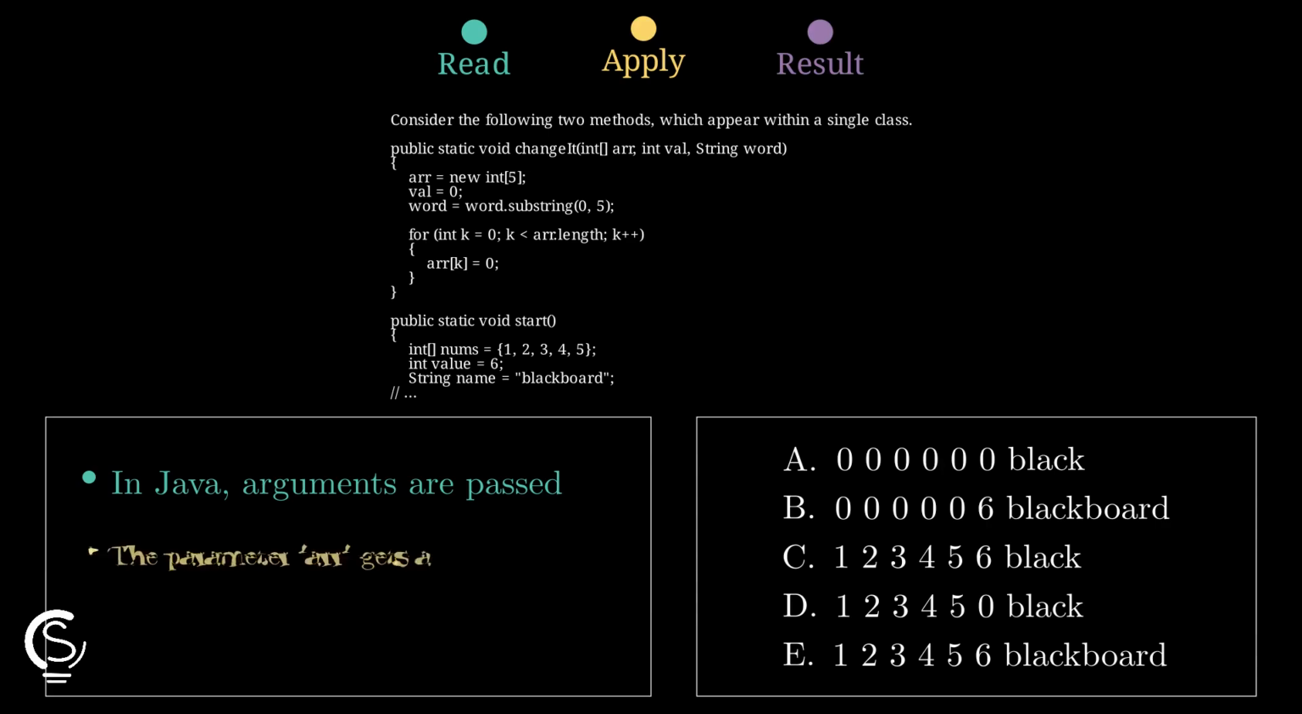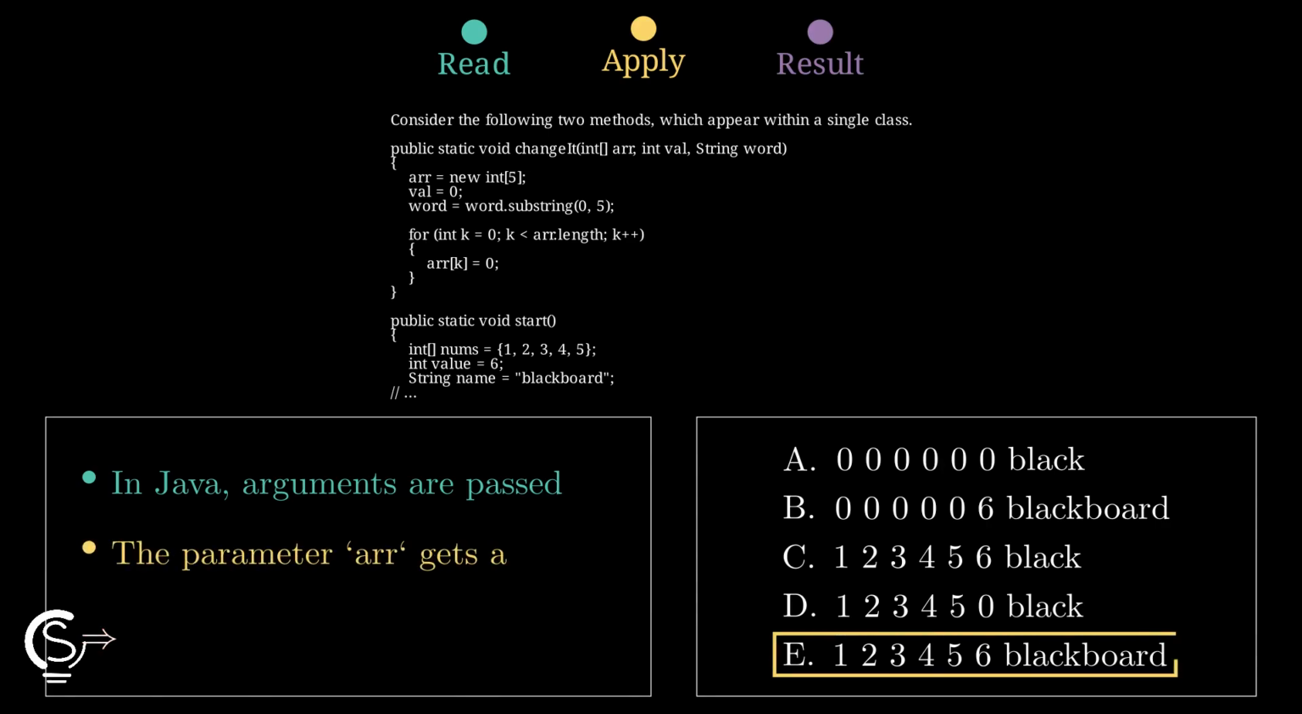Finally, when the start method prints the variables, they retain their original values. This means the output must be option E.